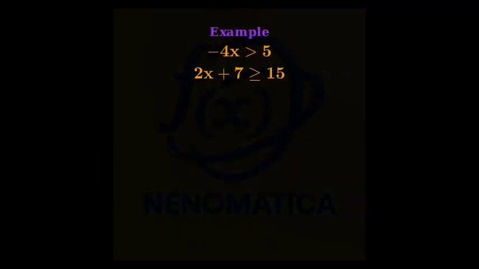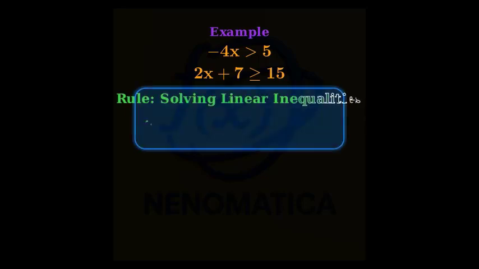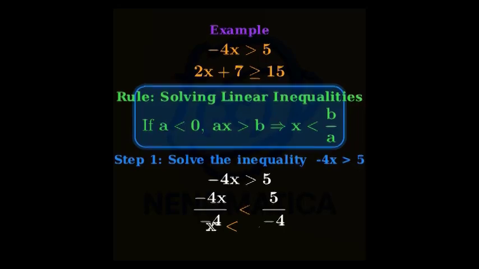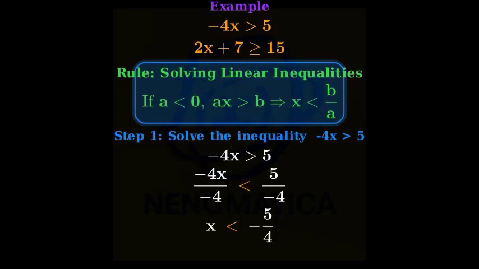When dividing an inequality by a negative number, the inequality sign reverses. Now step 1. Solve negative 4x greater than 5. Start by writing the inequality. Divide both sides by negative 4 and reverse the sign. Simplify to get x alone. Next rule. Move constants by addition or subtraction, then divide by a positive number to keep the sign.